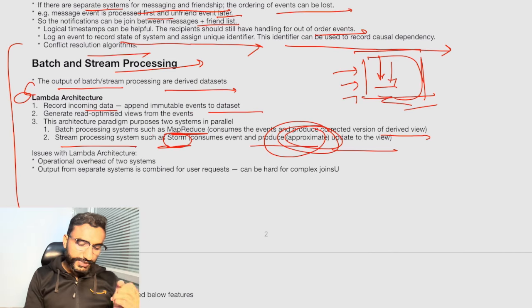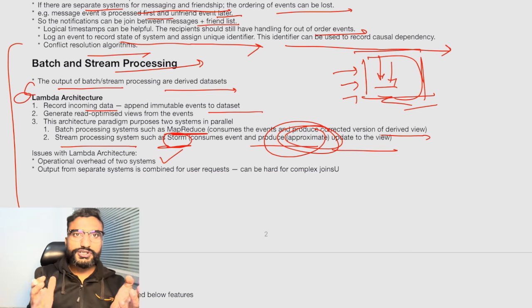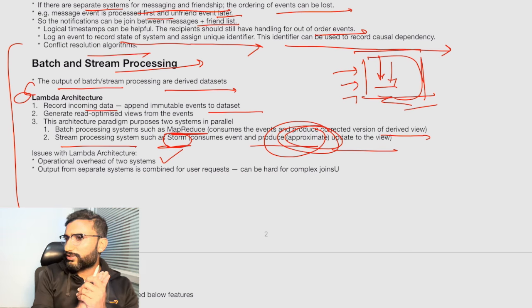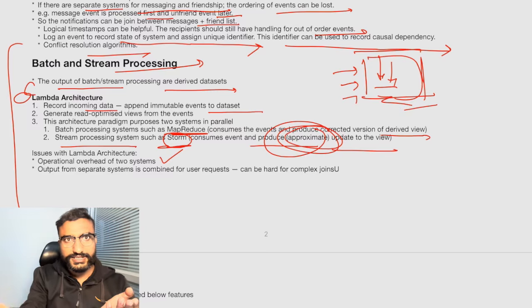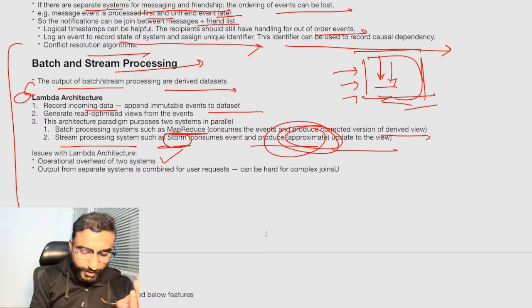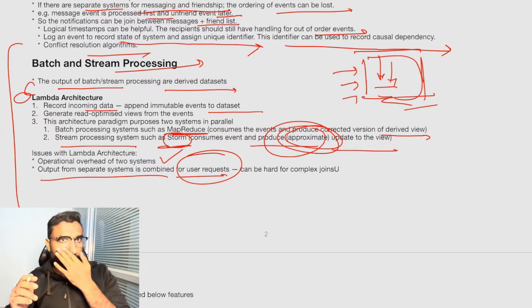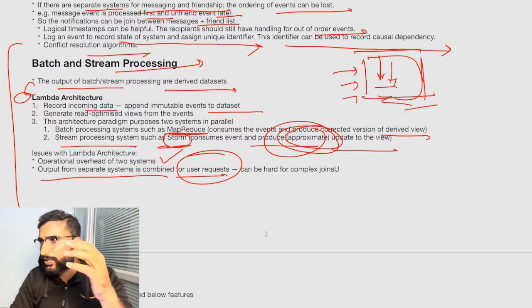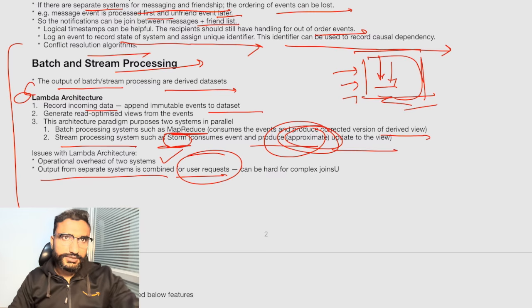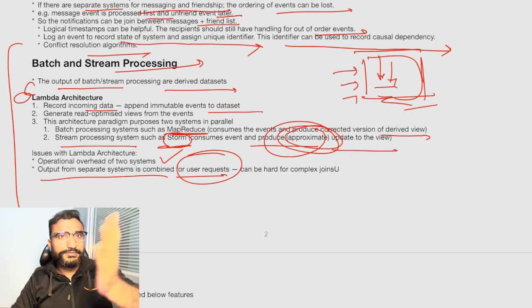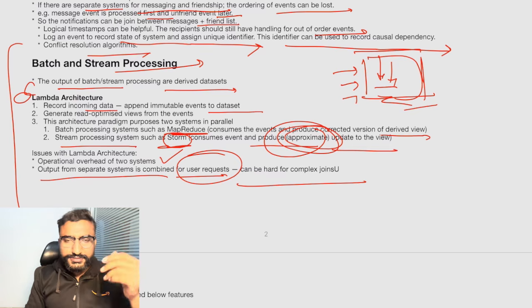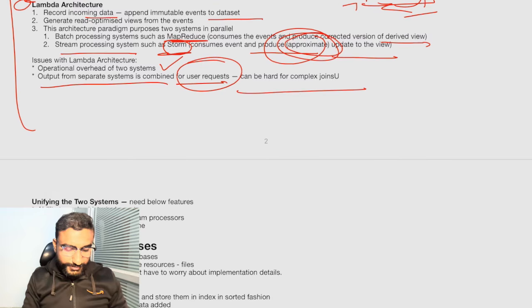The issue with the Lambda architecture is the additional operational overhead. When I say operational overhead, it means that you are trying to manage two systems at the same time: the batch processing system and the stream processing system. The output from the separate systems is combined for the user request. If the dataset is simple, or the join operation is simple, then it's easy to do. But if a complex join is required for combining the data from these two systems, it's really hard, so the handling becomes hard.